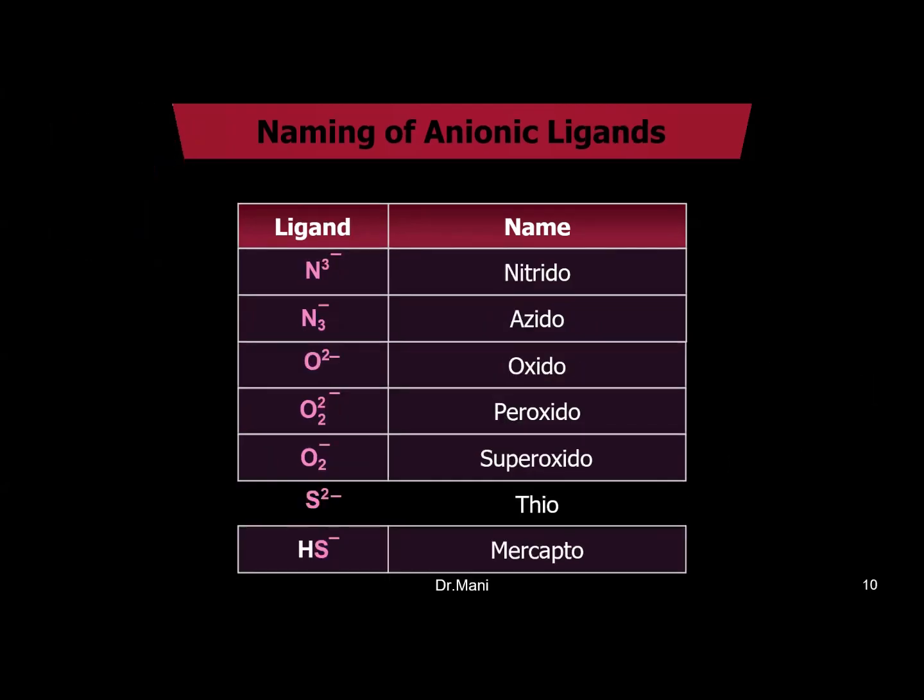So next one you can see here. Nitrido, N3 minus. And you should not confuse here. This is N3 minus, whereas here it is 3 minus. Here only a single minus. Remember this. Here there are 3 nitrogens. Here only a single nitrogen with the minus 3 charge, which is nitrido. Here 3 nitrogens with a single negative charge, azido. The same here. O2 minus, oxido; O2 2 minus, peroxido; O2 minus, superoxido.